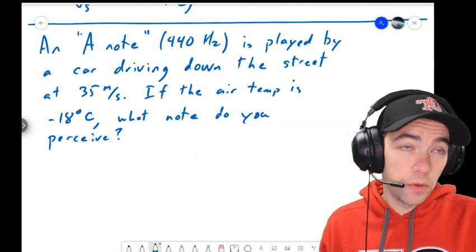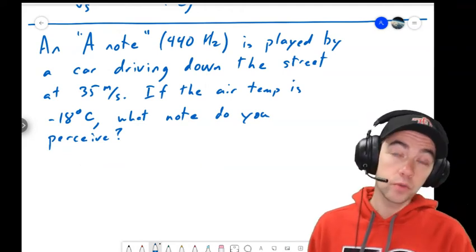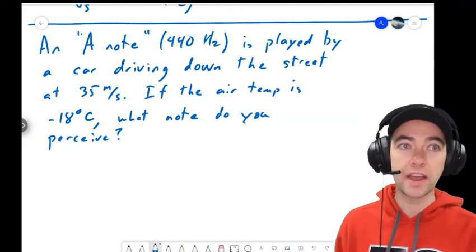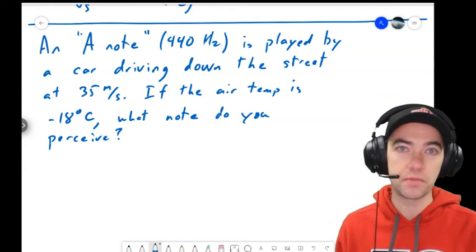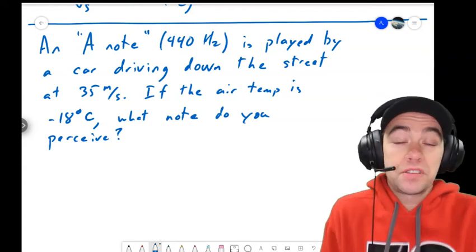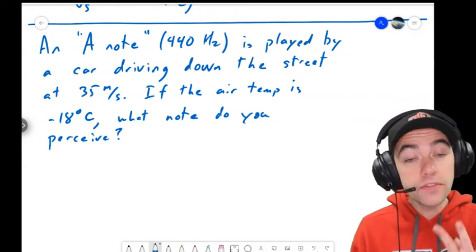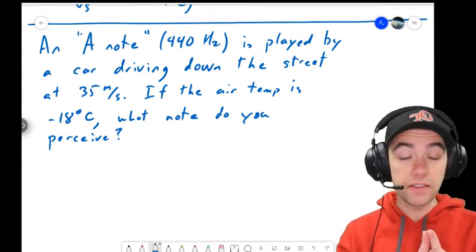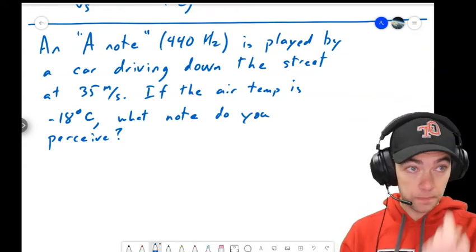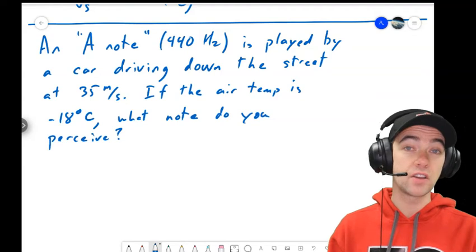So for an example on how to apply this mathematically, an A note, which is 440 hertz, is played by a car driving down the street at 35 meters per second. If the air temperature is negative 18 degrees Celsius, what note do you perceive? Well, we're going to have two answers. We're going to have the note that we perceive that's going to be a little bit higher as it comes towards us, and we're going to have the note that we perceive as it goes away from us.